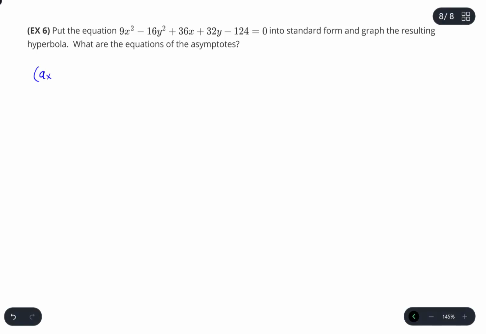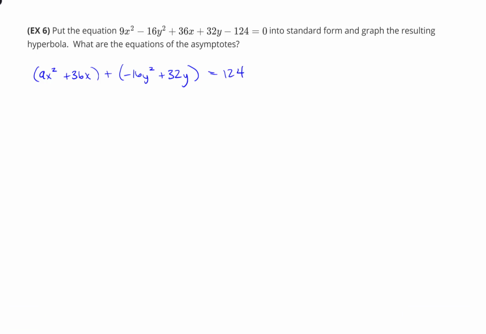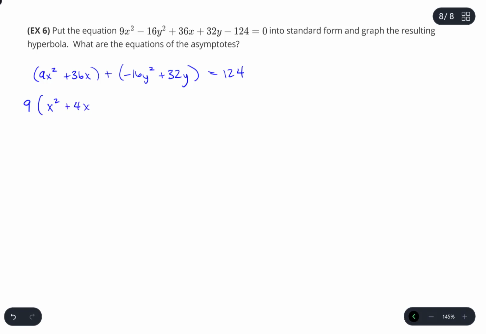So separate out your x variables from your y. And move your constants to the other side. Factor out any leading term coefficients on the squared terms. So this would be 9 times x squared plus 4x. And then I would have negative 16 times y squared minus 2y equals 124.